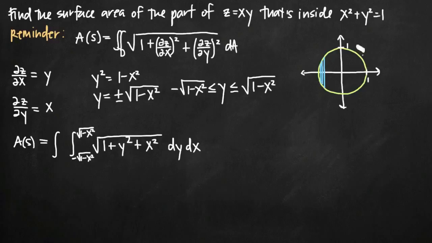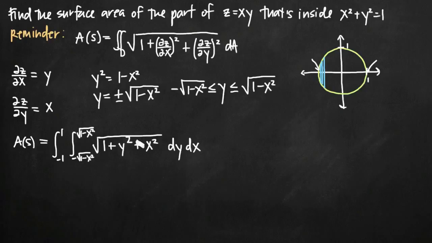Well, as we can see from our circle here, the leftmost value that x can possibly attain is right here, and that's at x equals negative 1. The rightmost value that x can possibly attain is right here at x equals 1, so negative 1 to positive 1 are our limits of integration for x. Now we've got our integral set up and we just need to solve it.